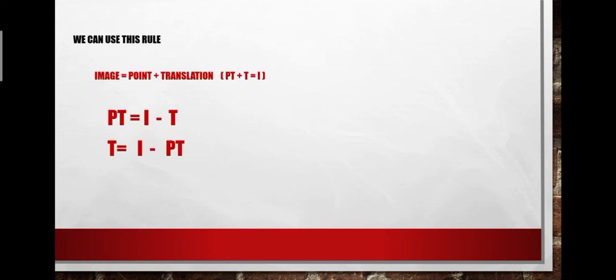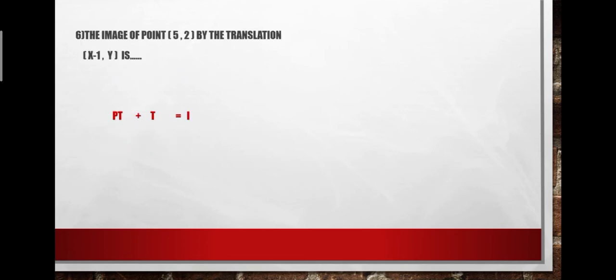We can also use this rule. The rule is to get the image, I will make point plus translation. So in another way, point plus translation equals the image. If the missing is the point, I will make image minus translation. If the missing is the translation, I will make image minus point.